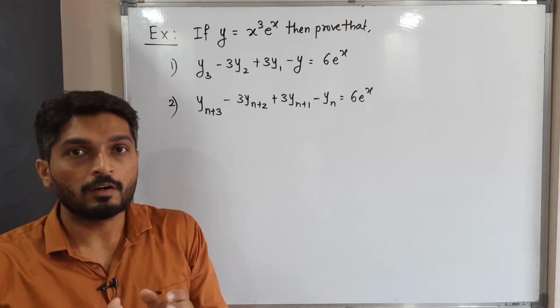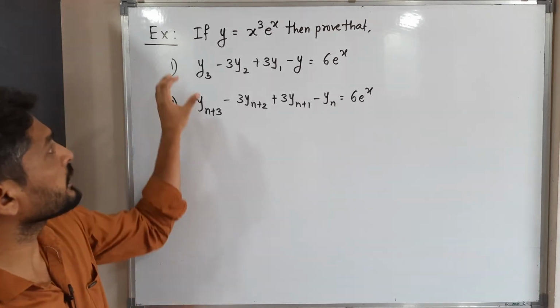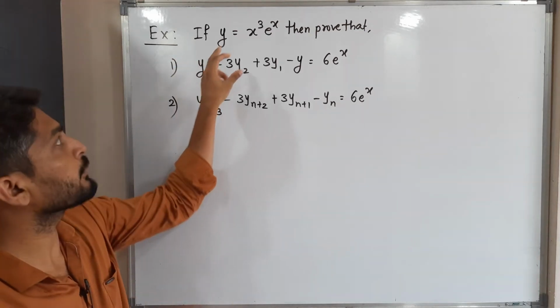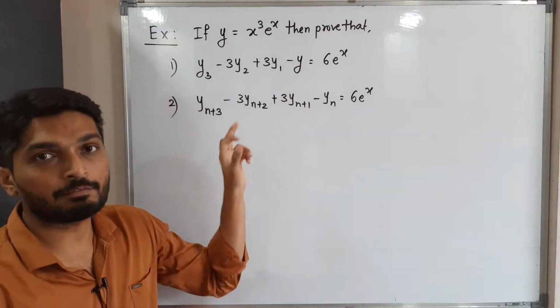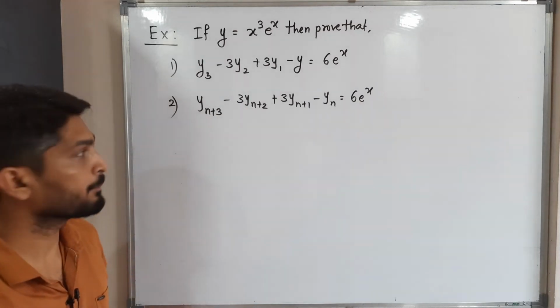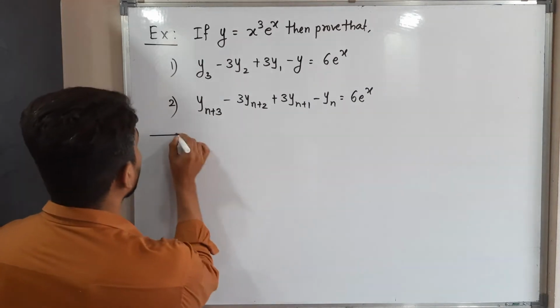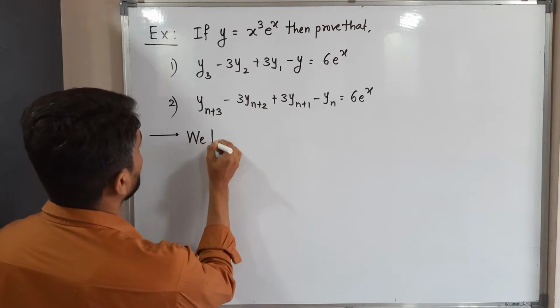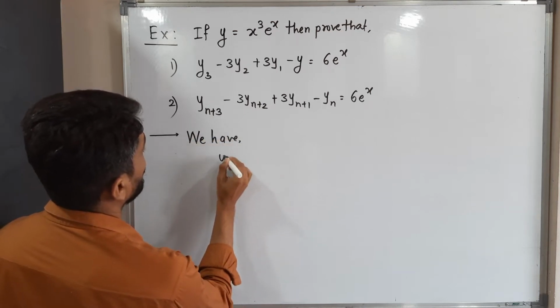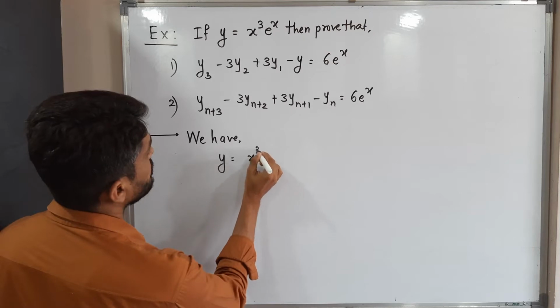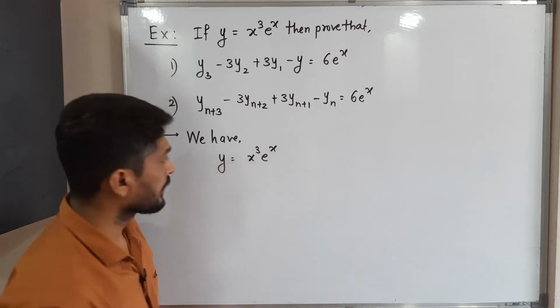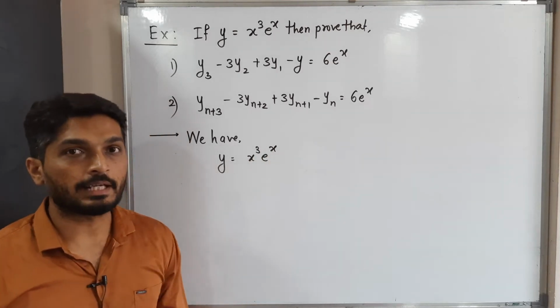So now our focus is on this first equation. We will prove that y satisfies this equation, and then we will go for the second one. Okay. Let me write what we have. We have y is equal to x cube e raised to x. Now what will I do? I will take its derivative.